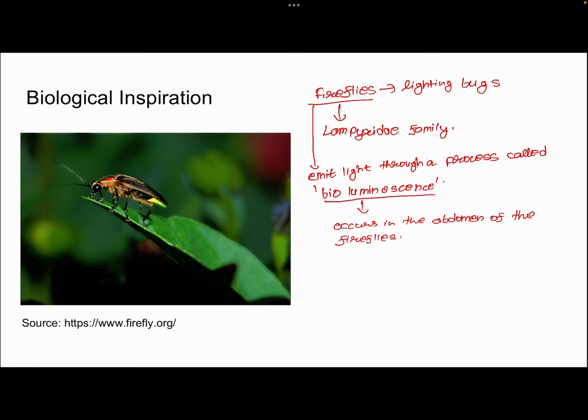So the primary purpose of the flashing behavior is to attract mates, where each species has a unique flashing pattern. Fireflies can adjust the frequency and the intensity of their flashes based on the distance and attractiveness of the other fireflies. The ability to adapt their behavior based on external stimuli serves as the core inspiration for the firefly optimization algorithm.